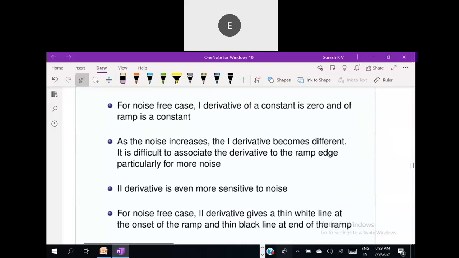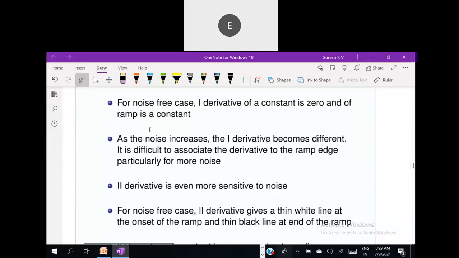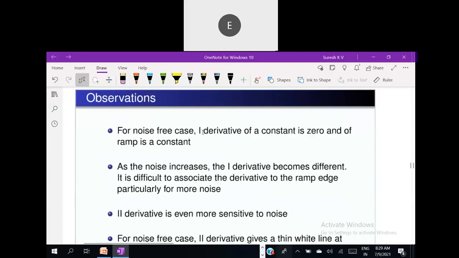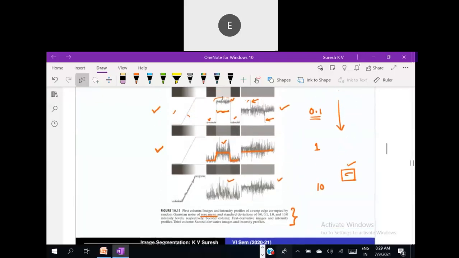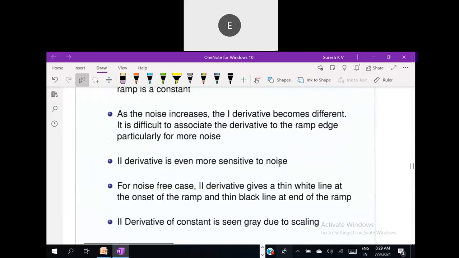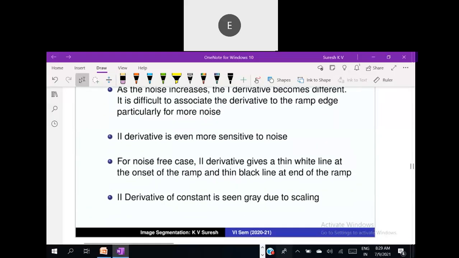So the observations, I think all of them I have explained, but still let us read them. For the noise-free case, the first derivative of a constant is 0 and of a ramp is a constant. I think this is well understood. As the noise increases, the first derivative becomes different. It is difficult to associate the derivative to the ramp, particularly for more noise. That's what you have seen. For less noise, to some extent, I can associate. For more noise, I cannot do that. The second derivative is even more sensitive to noise. That's what we have understood.